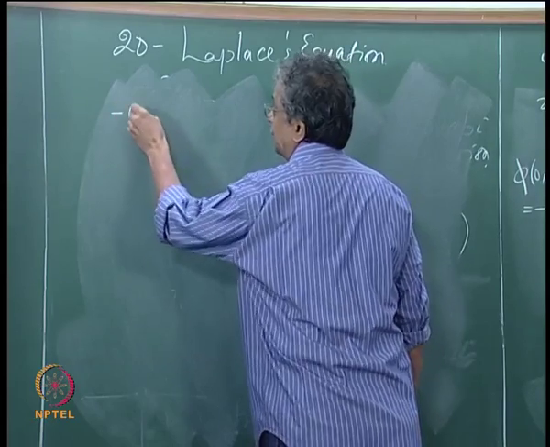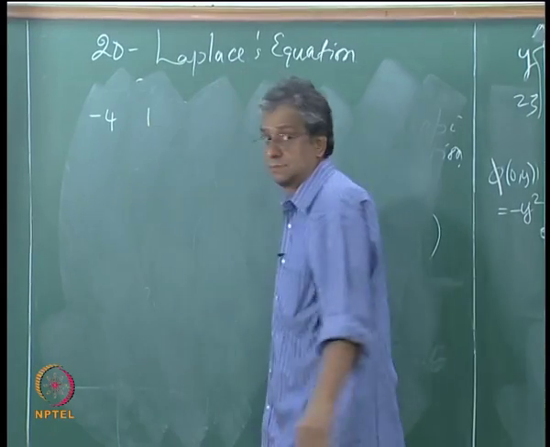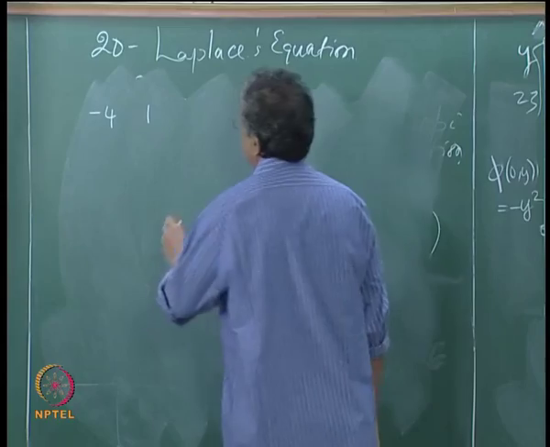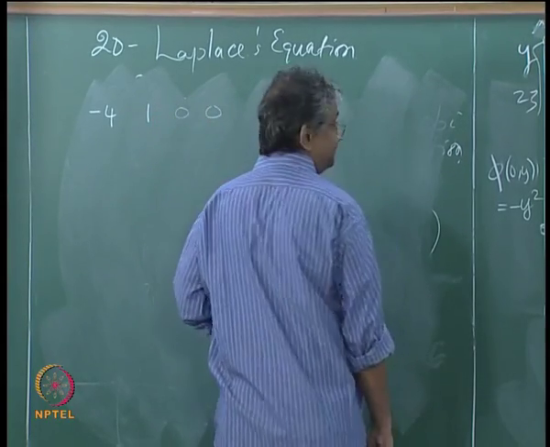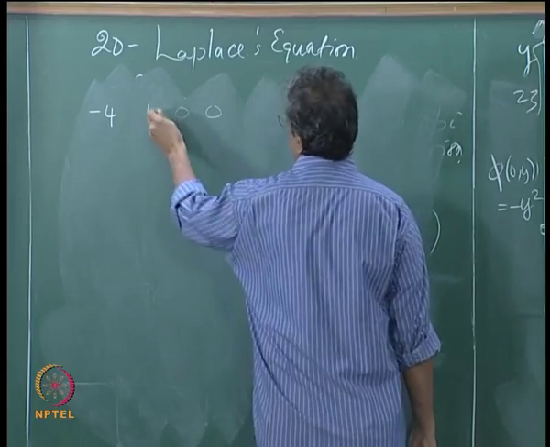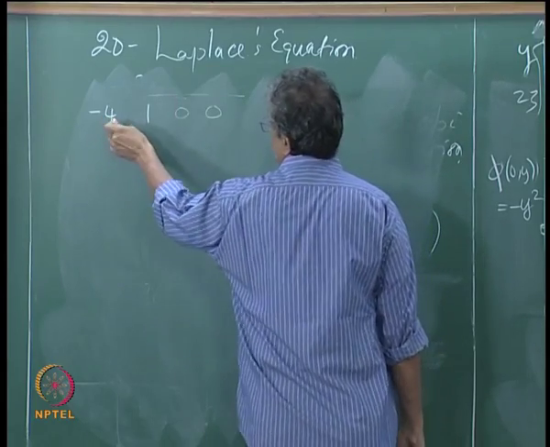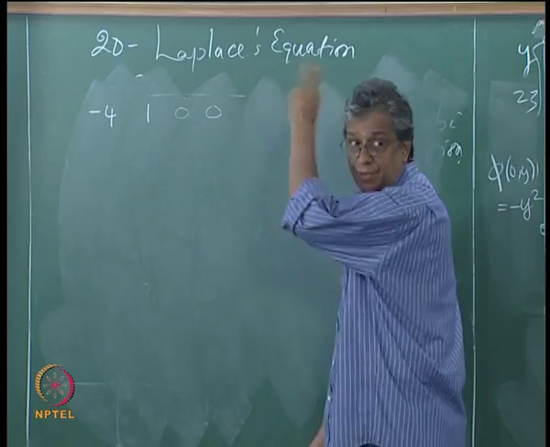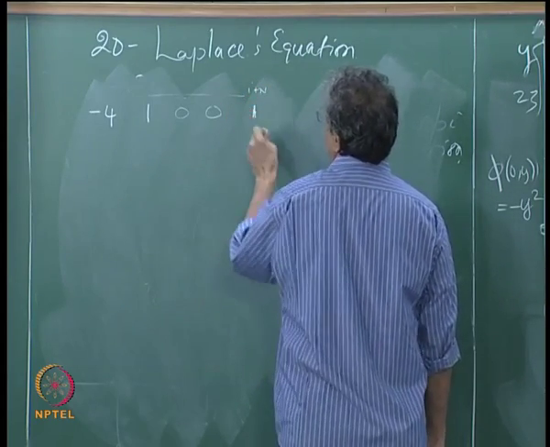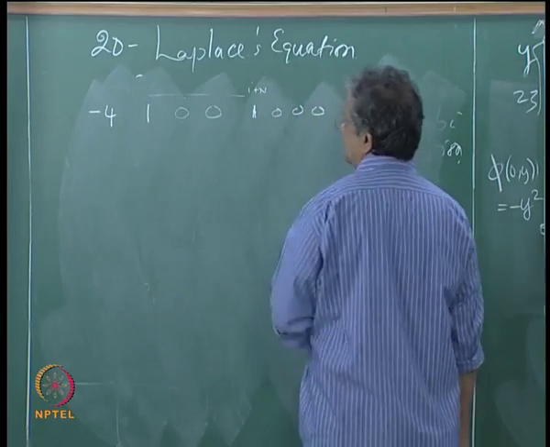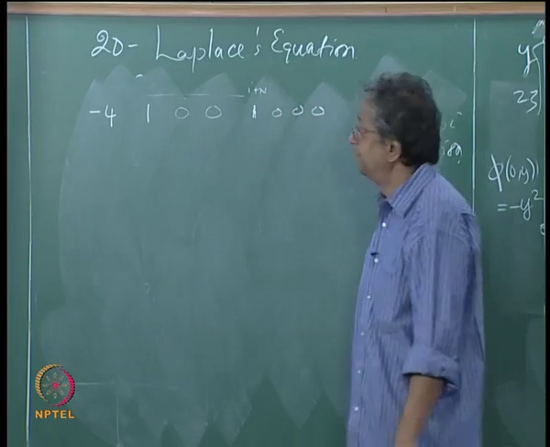Which will be minus 4, 1. And a whole bunch of zeros. So this is the first one, then you have to go to I plus 1, I plus n. So when you get to I plus n, there will be a 1 there, lots of zeros. This is the structure of the matrix that you get.